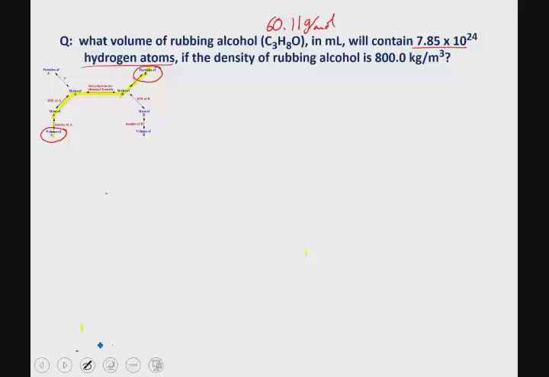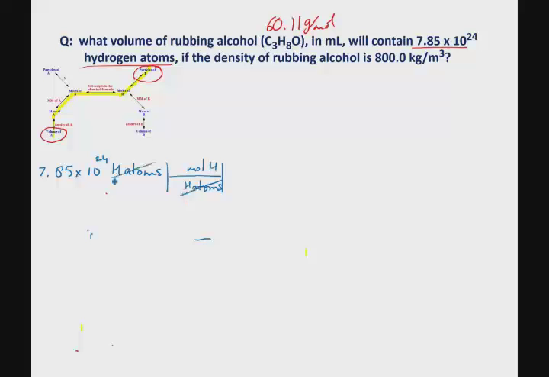We are going to start with whatever data is given that needs to be converted. Density does not need to be converted. It is the hydrogen atoms. So we start with 7.85 times 10 raised to 24 hydrogen atoms. Please label your numbers so that you do not lose track of them. Now, hydrogen atoms can be converted into moles of hydrogen. That's the first step.